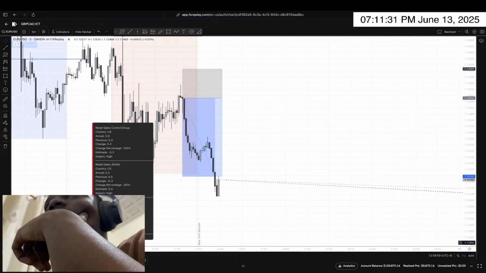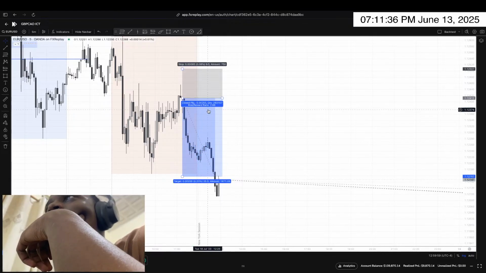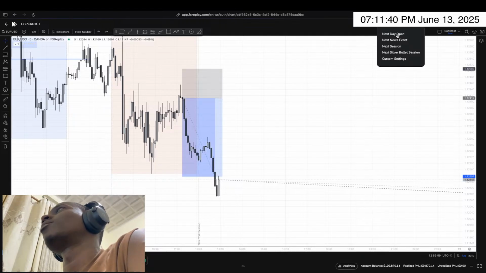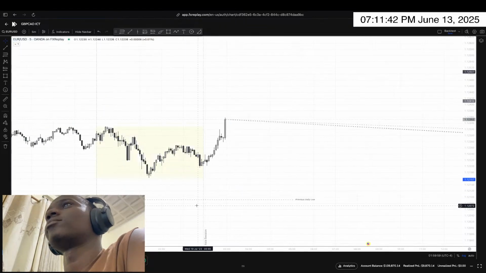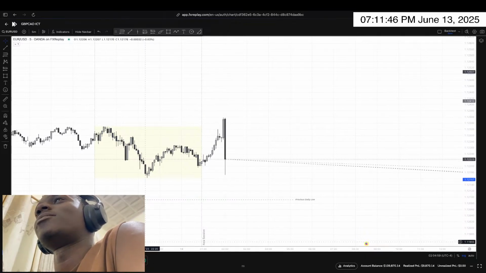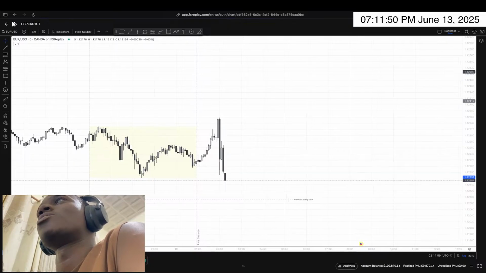So what news was this? Retail sales control group, retail sales month on month. And go to the next day open. Take out the high, we drop. Speculation that we're about to have a crazy big swing.